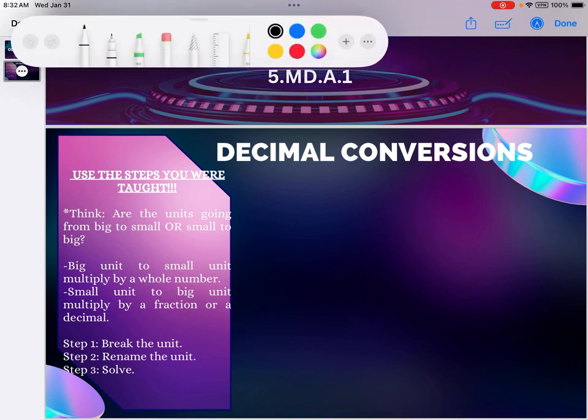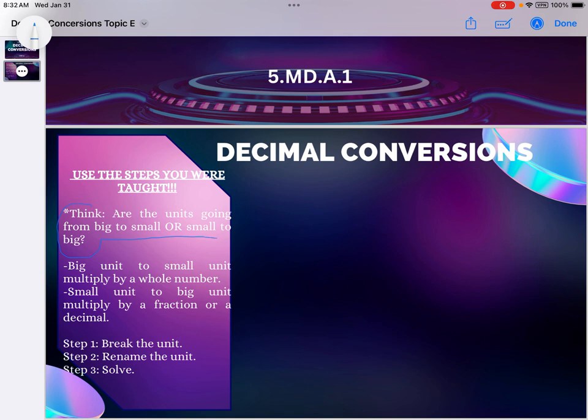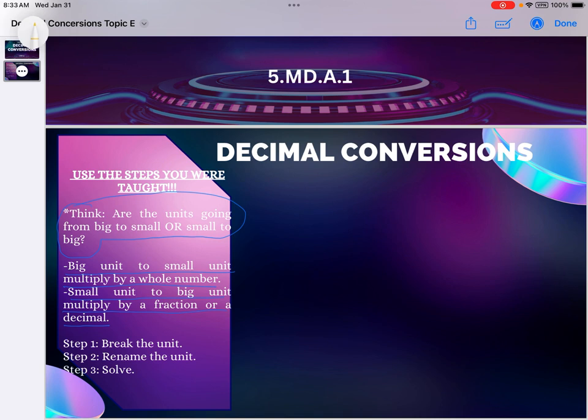they're doing these problems. One thing is to think about if the units are going from big to small or small to big. Big unit to small unit, we're going to multiply it by a whole number. And if it's a small unit to a big unit, we're going to multiply it by a fraction or a decimal. And then once that has been determined, then we go ahead and we start our typical steps of breaking the unit, renaming the unit, and solving.